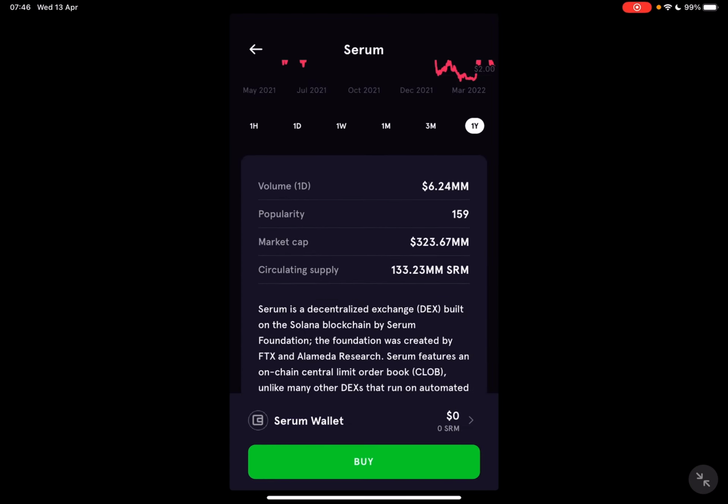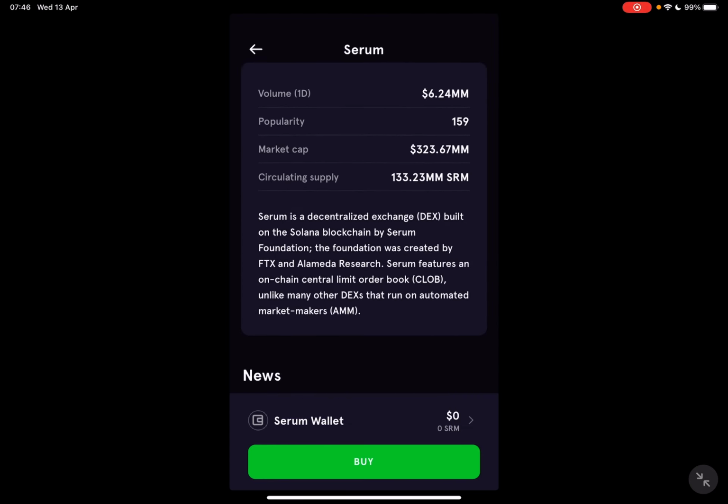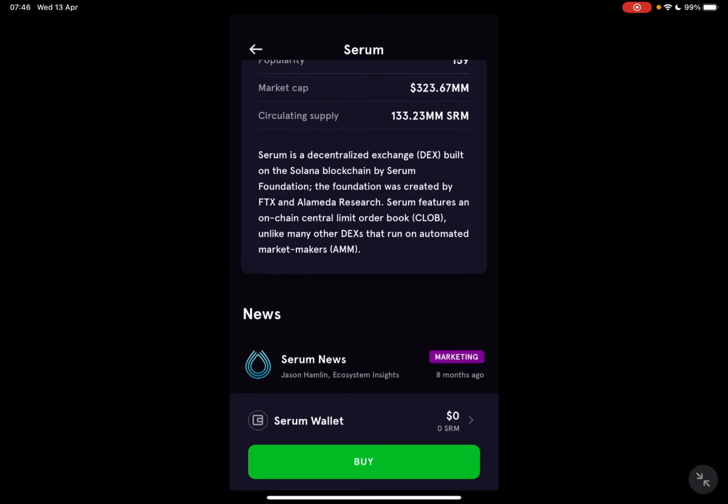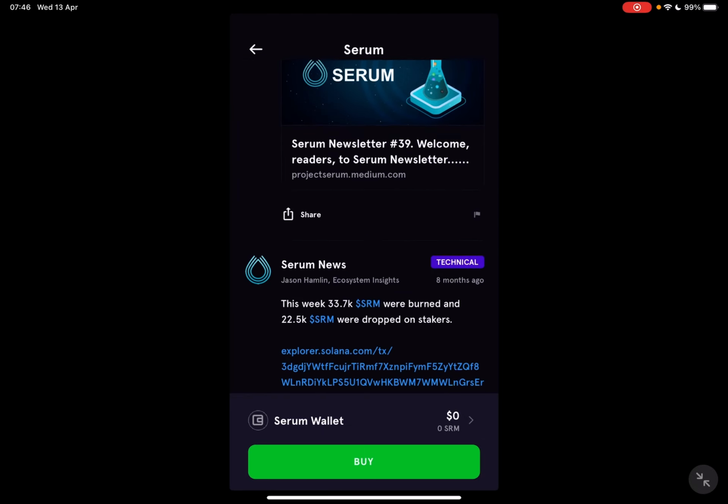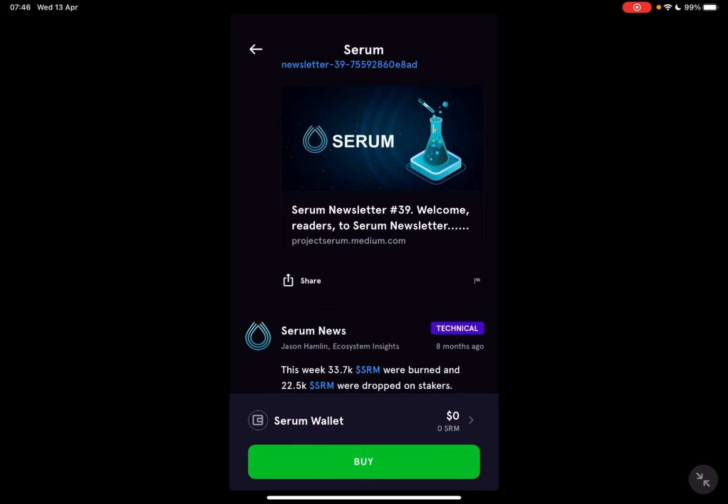Obviously, when you scroll even below that, you can see the volume traded in the last 24 hours, the popularity, the market capital, which is 300 million for Serum, the circulating supply of Serum, and a short description about Serum. And below that, you can see the news regarding this crypto.